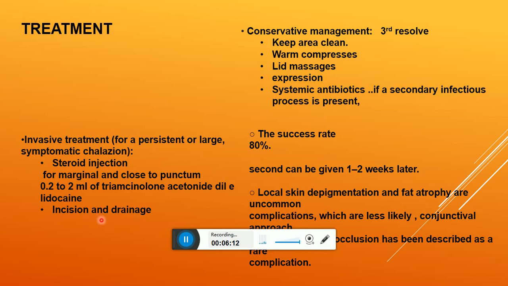Incision and curettage is the surgical option. Local anesthesia is given. The eyelid is everted with a specialized clamp. The cyst is incised vertically through the tarsal plate. It is important that the incision should be given vertically on the tarsal plate and the contents are curetted.